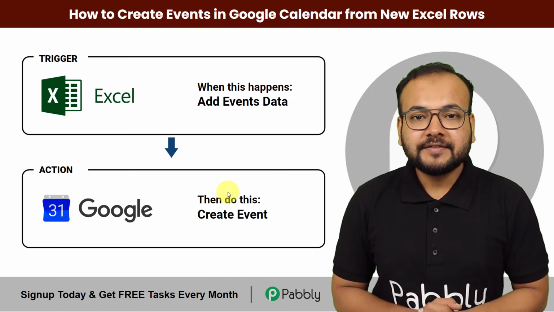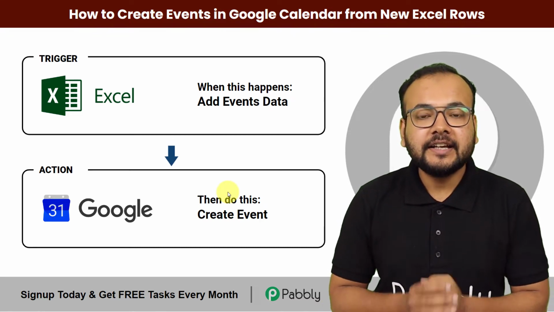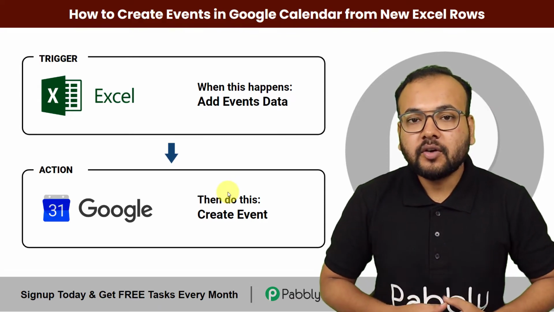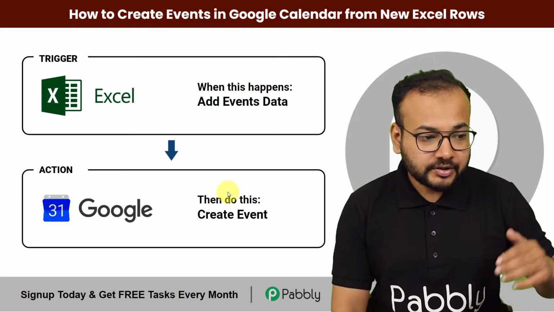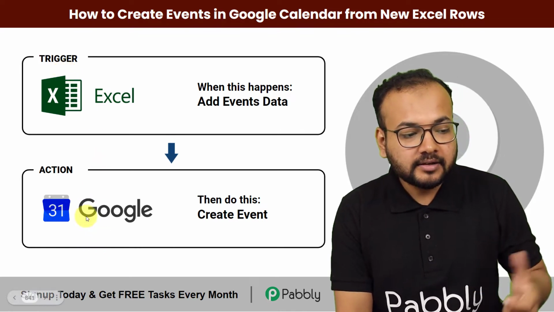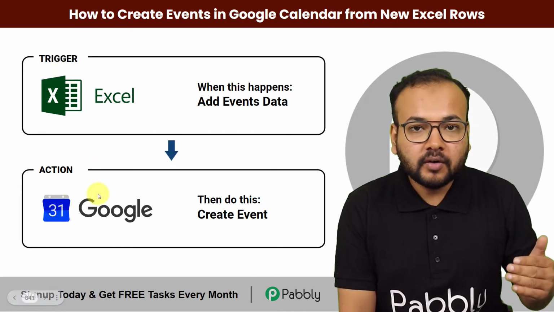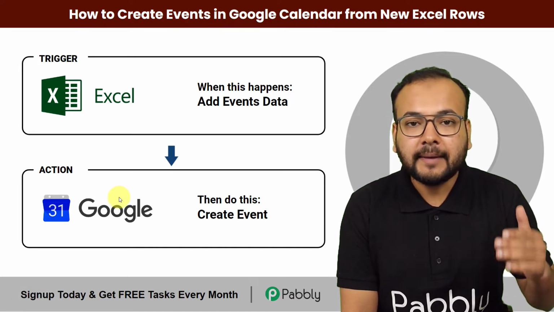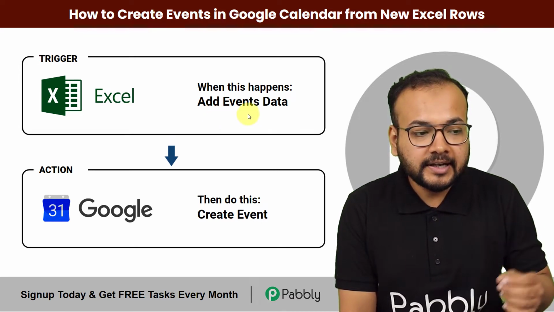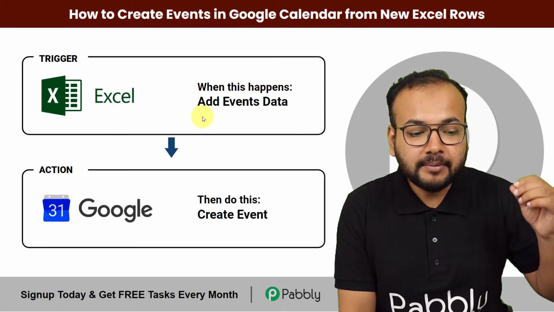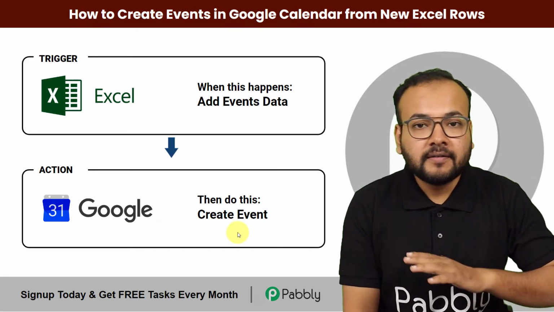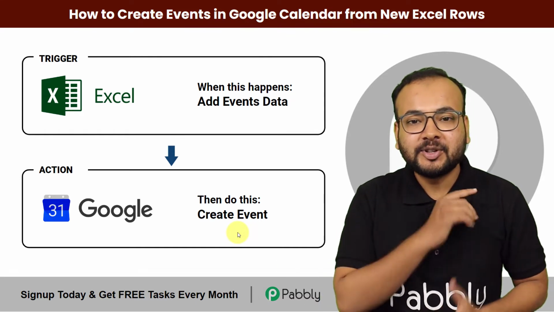Hey everyone, in this video you will learn how you can create events in Google Calendar directly and automatically from your Microsoft Excel sheet. And you can do this just by connecting Microsoft Excel as the trigger application and Google Calendar as the action application in a workflow of our automation tool which is called Pabbly Connect, such that as and when you add the event details or the data in a row here in the Excel sheet, the same event will be created in Google Calendar automatically, and you can set up this automation without any coding very easily. Let me show you how.